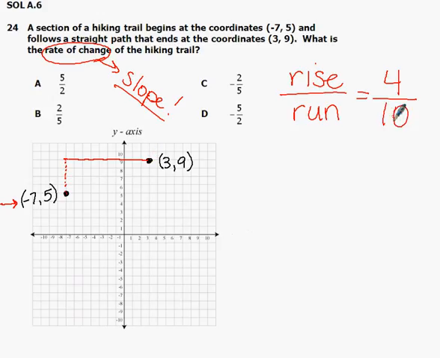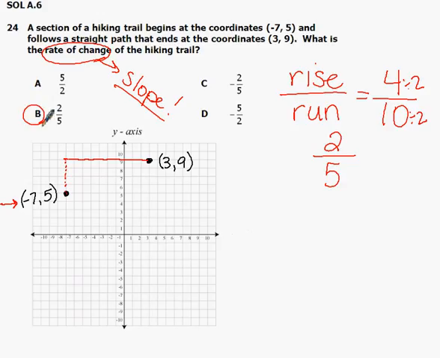But we don't see that answer in our multiple choice answers. So what we need to do is reduce that fraction. No matter what, slope is always reduced. And what that means is that we need to find a number that goes into both 4 and 10. The largest number that goes into both 4 and 10 is a 2. So I'm going to divide 4 by 2, and I'm going to divide 10 by 2. And when we do, we get 2 over 5, which means that B is going to be our answer.